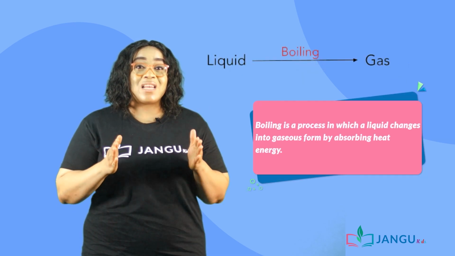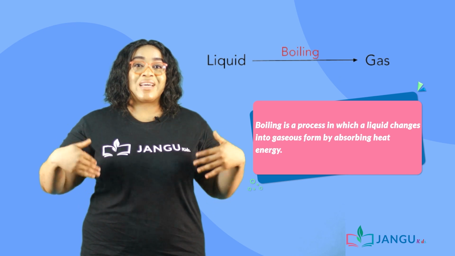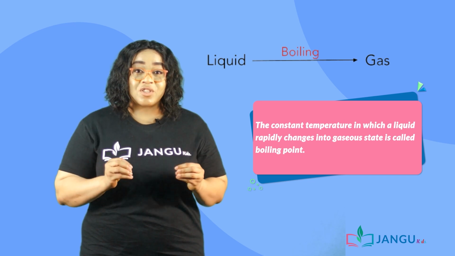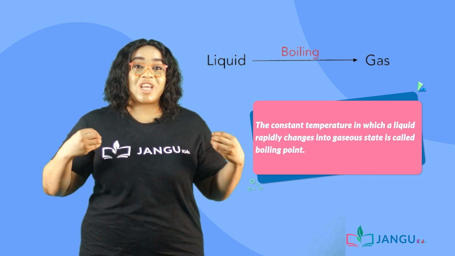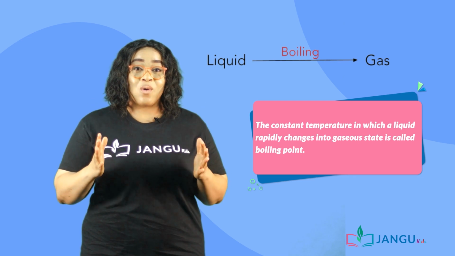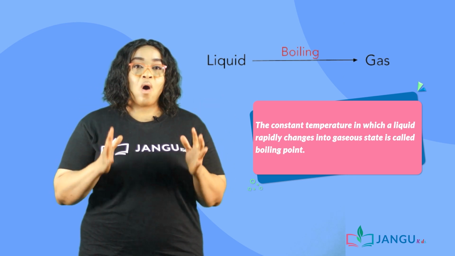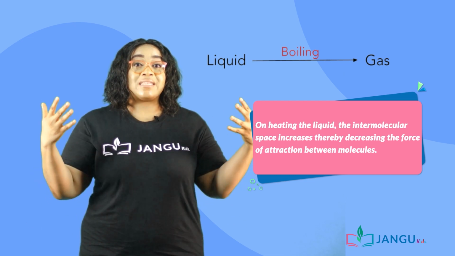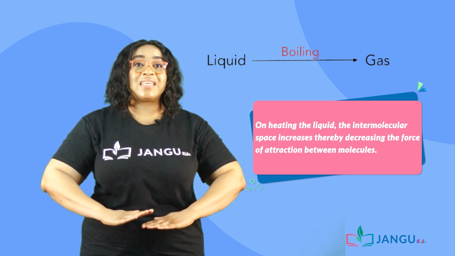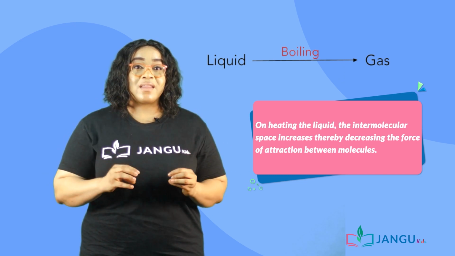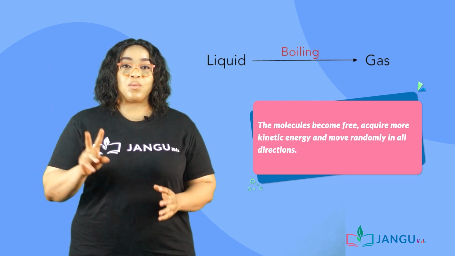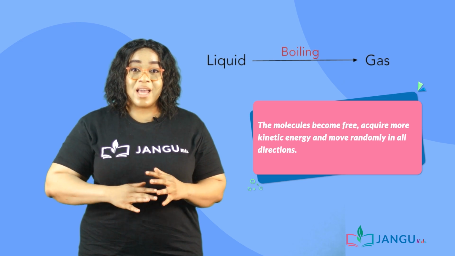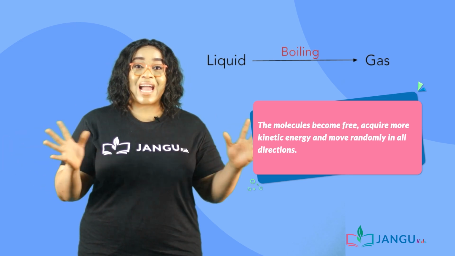Boiling is a process in which liquid changes into gaseous form by absorbing heat energy. The constant temperature at which a liquid rapidly changes into gaseous state is called boiling point. 1. On heating the liquid, the intermolecular space increases, thereby decreasing the force of attraction between the molecules. 2. The molecules become free, acquire more kinetic energy, and move randomly in all directions.